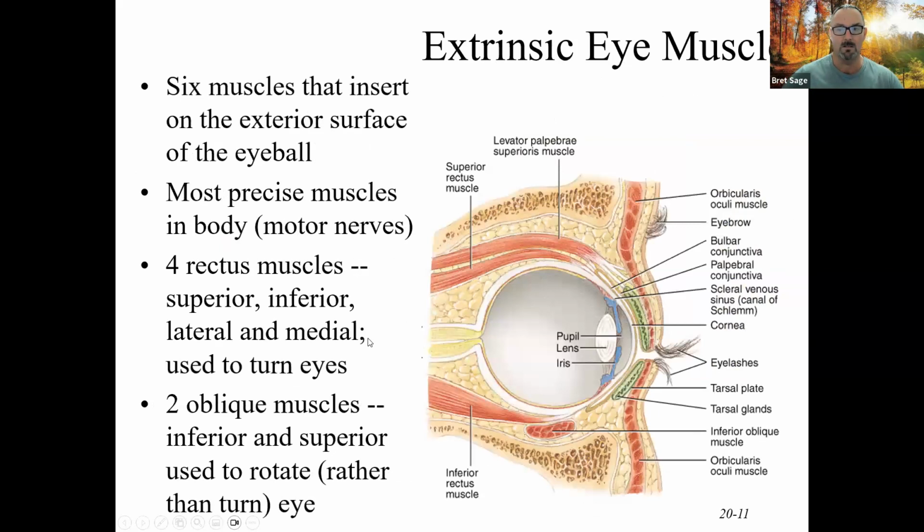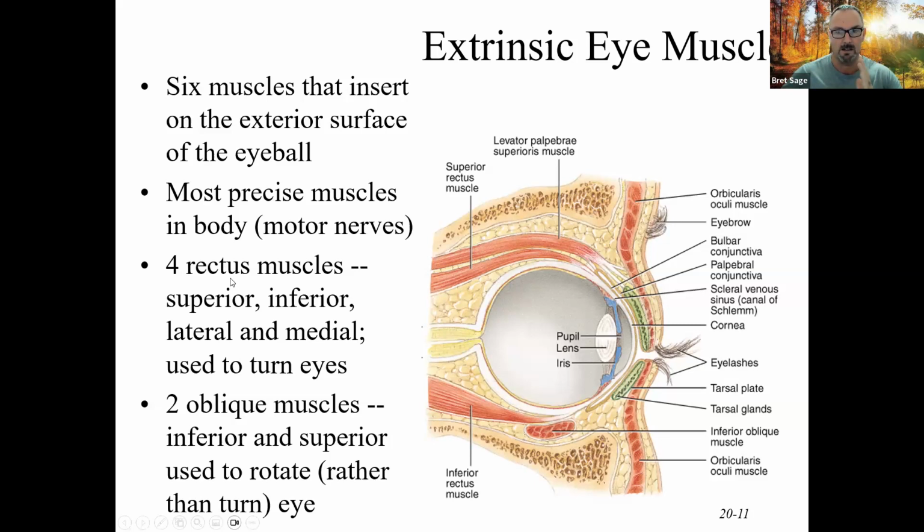Okay, extrinsic eye structures. We're talking about things on the outside of the eyeball. There are 6 extrinsic eye muscles. All right, 6 muscles that insert on the exterior surface of the eyeball. They're the most precise muscles in the body. They have a 1-to-1 ratio of motor nerve to muscle fiber. We talk about that a lot in physiology. It just means that your eyes can move in very precise ways that wouldn't be possible with larger muscles like your gluteus or quadriceps. There are 4 rectus muscles.